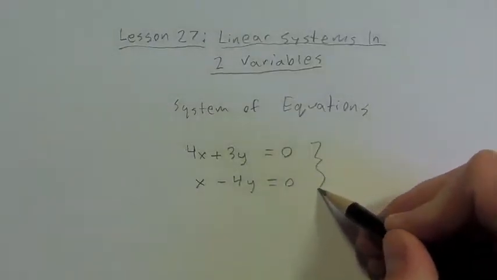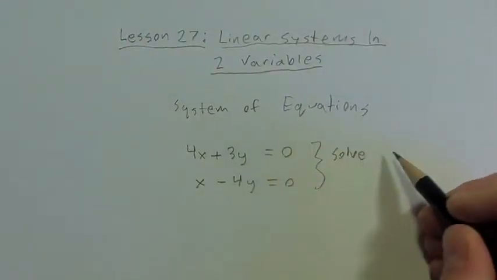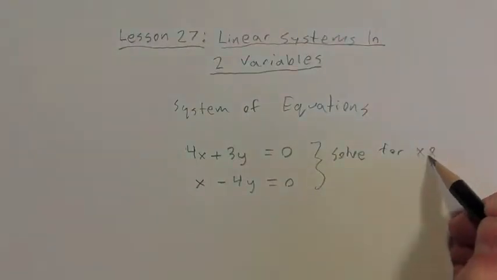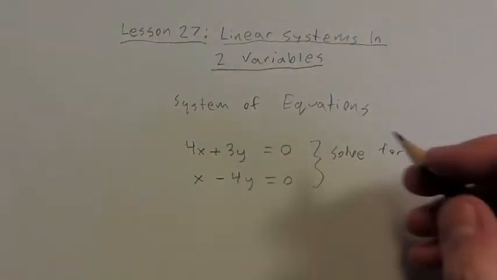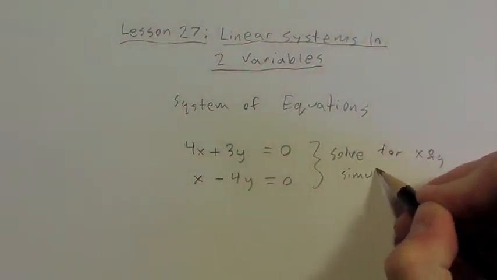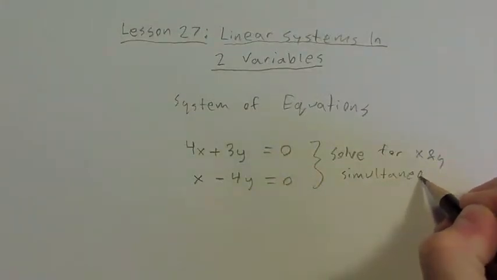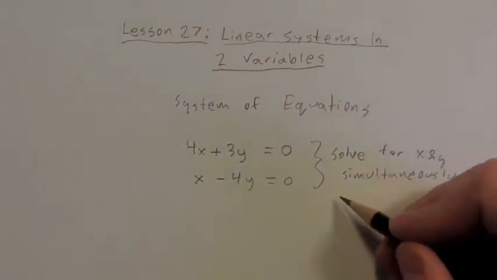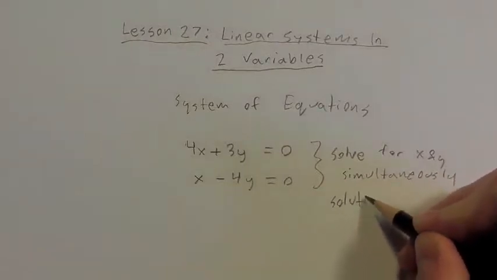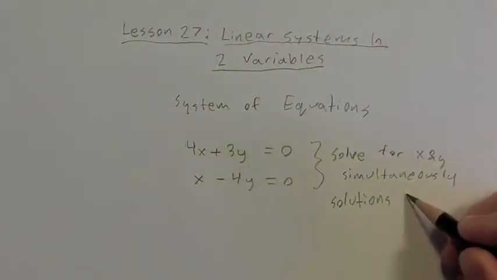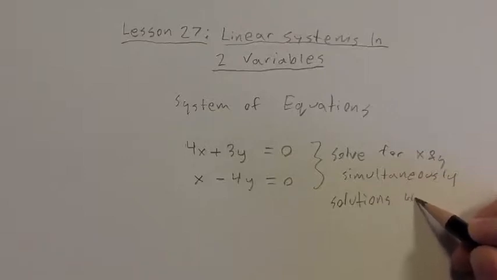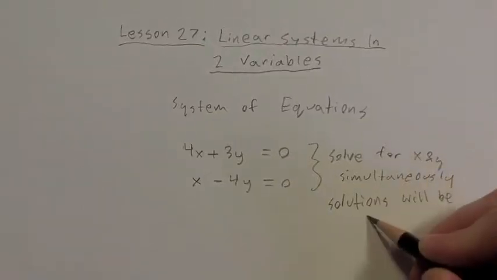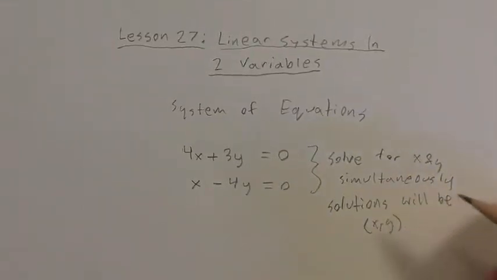So we're going to solve for x and y simultaneously. Right, and our solutions are going to be ordered pairs. All right, so solutions to this will be of the form, say, points x comma y.